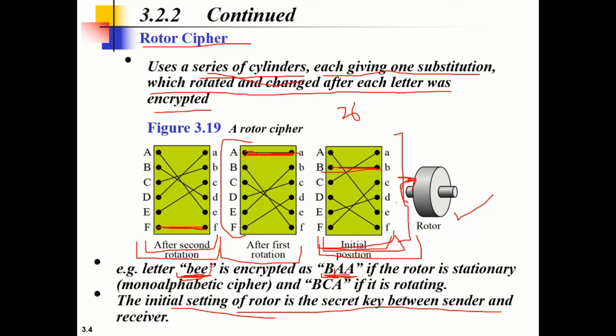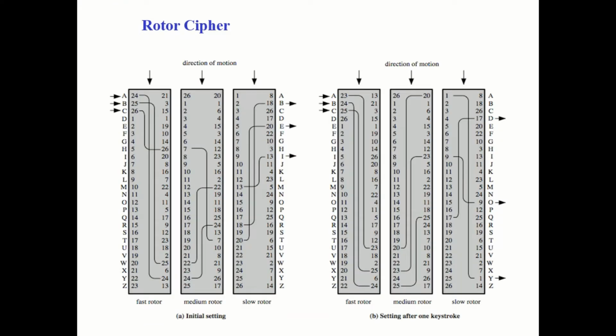I'll show you one more example, one more diagram which uses 3 cylinders at the same position, and I'll also show you how the cylinder looks after one rotation. So this is the thing I was talking about. This is the initial setting, and this is after one keystroke or one rotation. Here you can see these are the entries for the plain text.